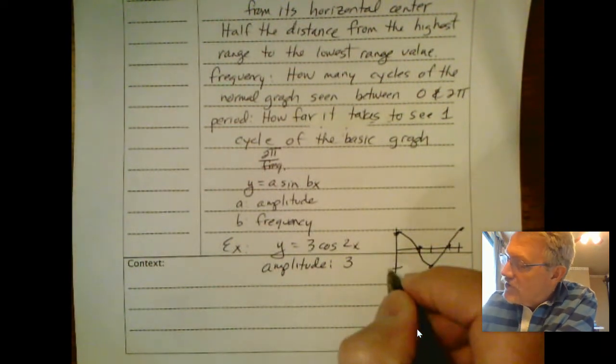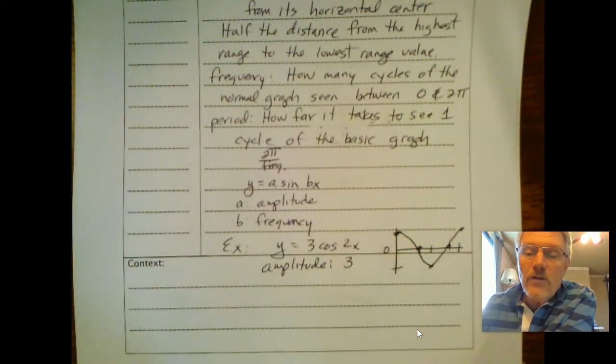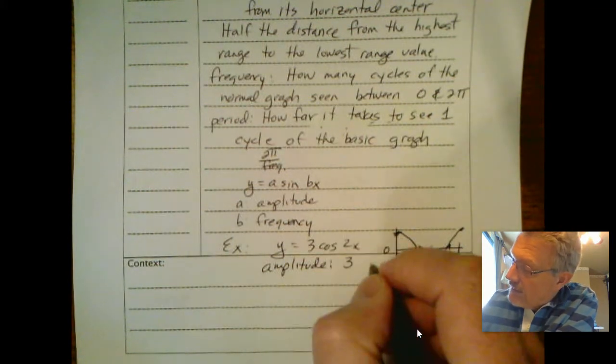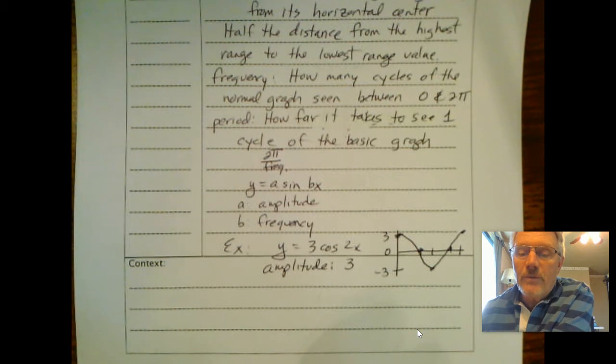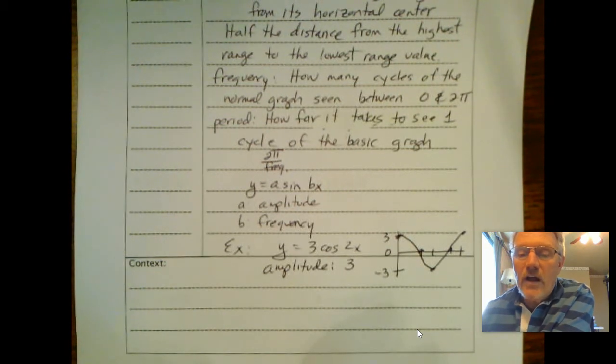All right, and instead of labeling those as 1 and -1, it's going to be -3 and 3. So it goes up 3 from the horizontal center and goes down 3 from the horizontal center.